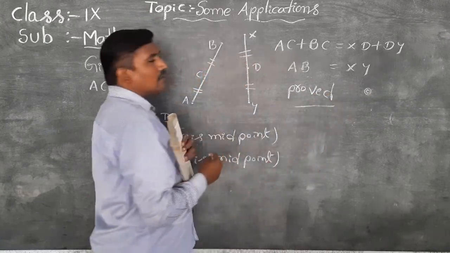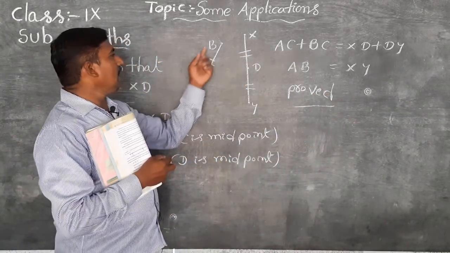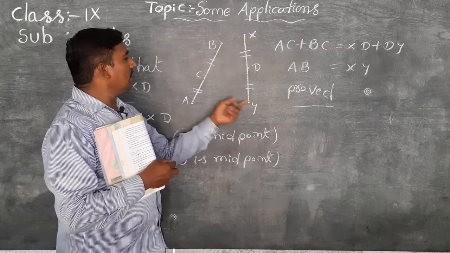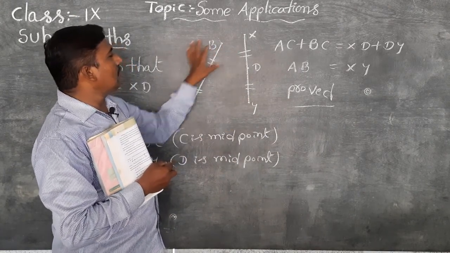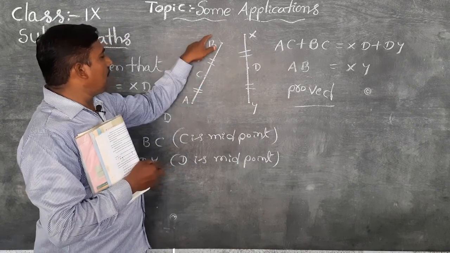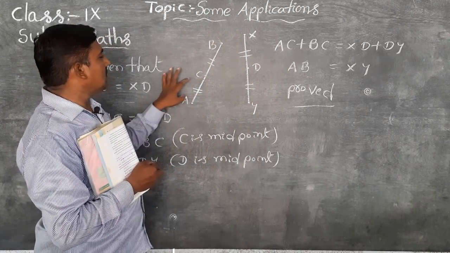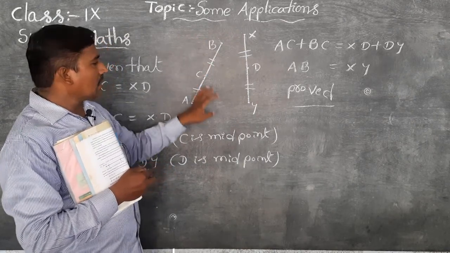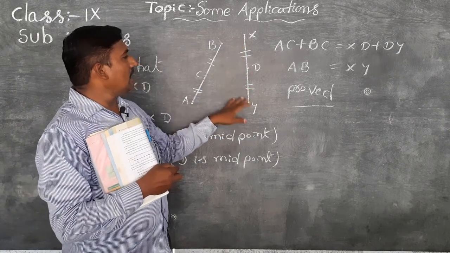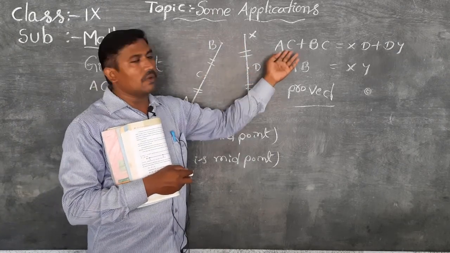Understand what they gave: they only gave AC is equal to XD, and C is the midpoint of AB. C is the midpoint means AC is equal to BC. And D is also a midpoint. All are equal, so we proved it like this.